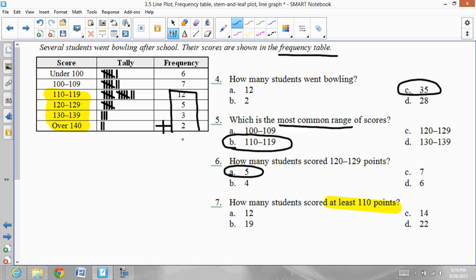And in this case, the answer is going to give you 5, 6, 7, 8, 9, 10, 11, 12, 22. The answer is going to be 22.